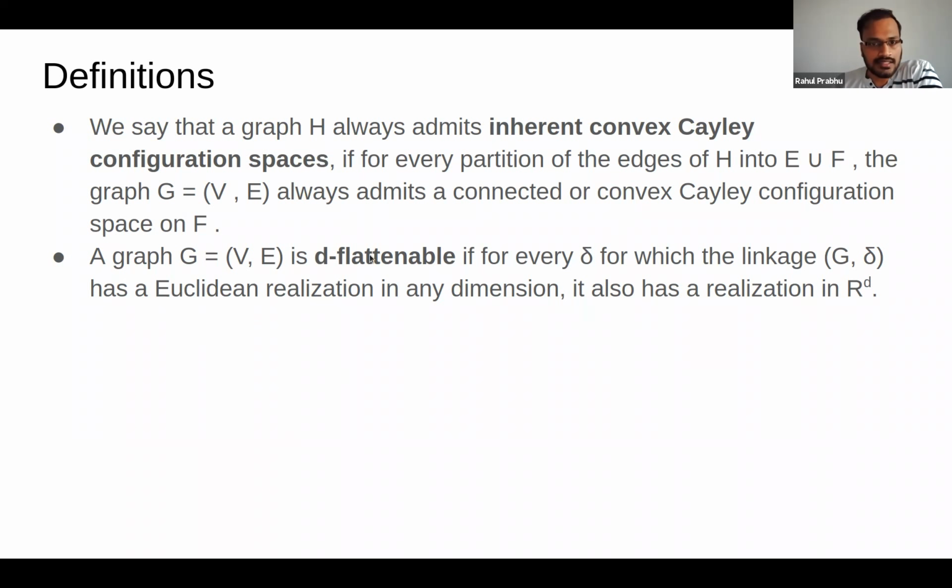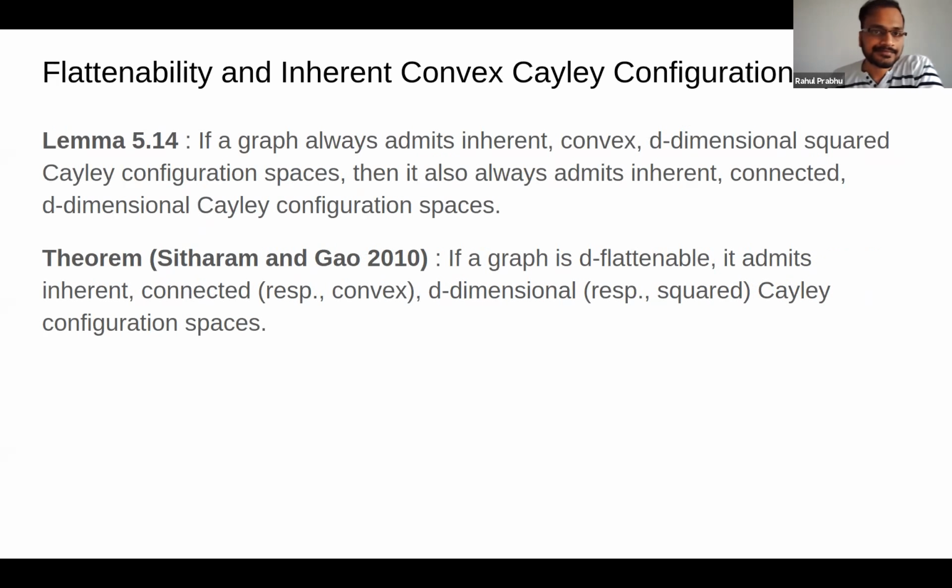And again, this will be something we recall from last week's lecture, this idea of deflattenability. So a graph is said to be deflattenable if for every edge length assignment delta, a Euclidean realization in any dimension also has a realization in R^D. I don't think this has to just be Euclidean, but that's just the way I've written it. Okay.